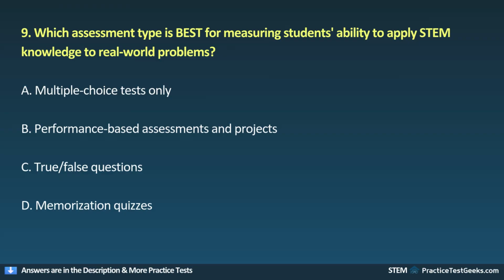9. Which assessment type is best for measuring students' ability to apply STEM knowledge to real-world problems? A. Multiple choice tests only. B. Performance-based assessments and projects. C. True-false questions. D. Memorization quizzes.